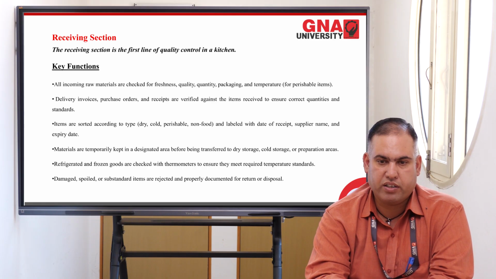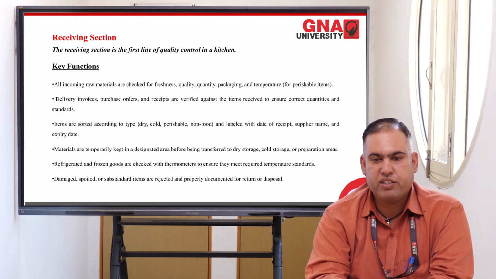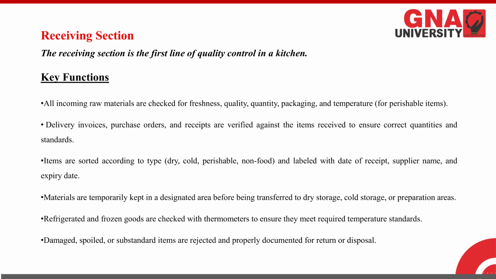Now, the receiving section. The receiving section is the first line of quality control in a kitchen. What are its key functions? All incoming raw materials are checked for freshness, quality, quantity, packaging, and temperature for perishable food items. Delivery invoices, purchase orders, and receipts are verified against the items received to ensure correct quantities and standards.